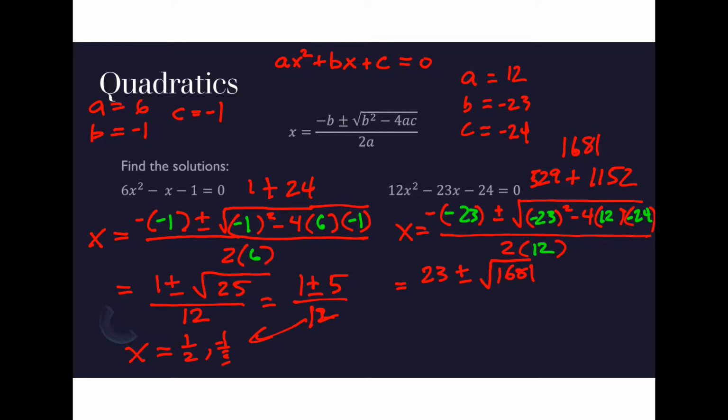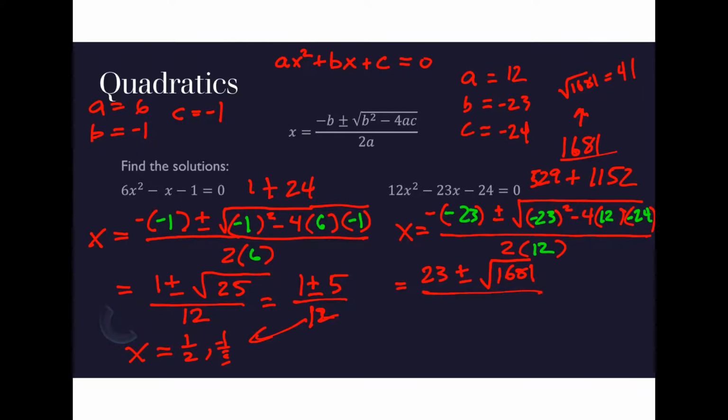Now, of course, the first thing I'm going to check is, hey, did I get lucky here? Is this 1681 a perfect square? Probably won't be most of the time. But if it is, that's going to make it a whole lot easier for me. And it is. Actually, the square root of 1681 is 41, which is nice.